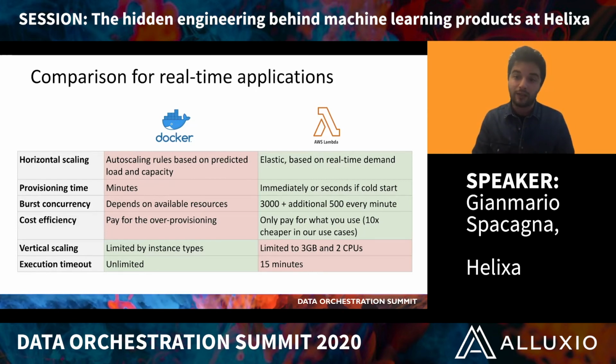And in our use cases, we managed to spend 10 times less than what we used to when we had our own machines always up and running 24 hours. There are some downsides, of course, and the biggest one is that each single function can only do a very small chunk of work, can only use 3 gigabytes of memory, and you cannot really do any multiprocessing there. Moreover, the execution has to finish within 15 minutes. So those are two big limitations that may not fit your needs.